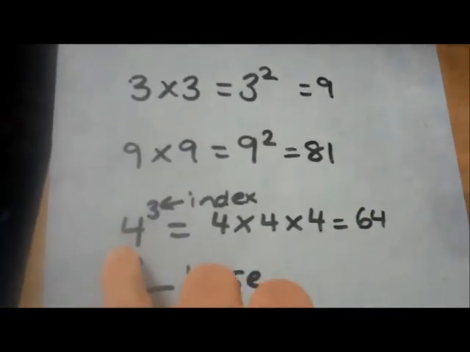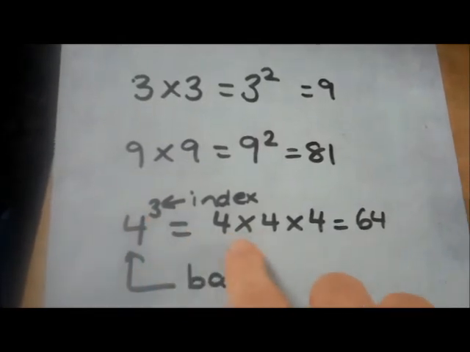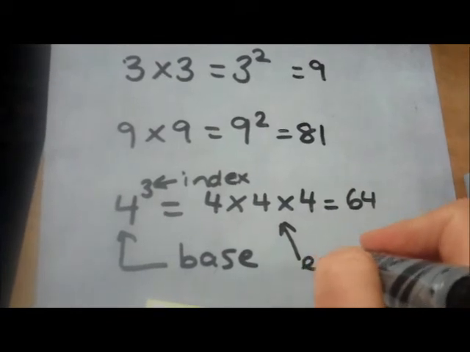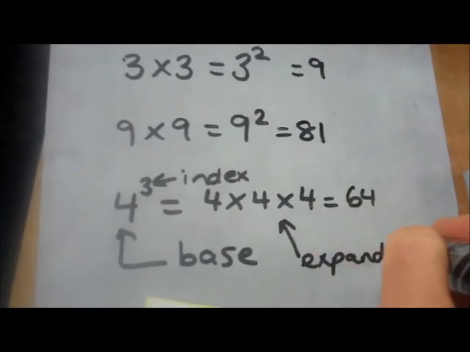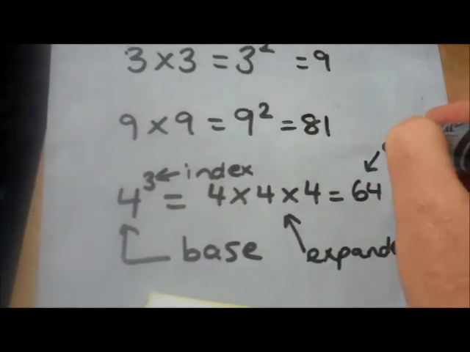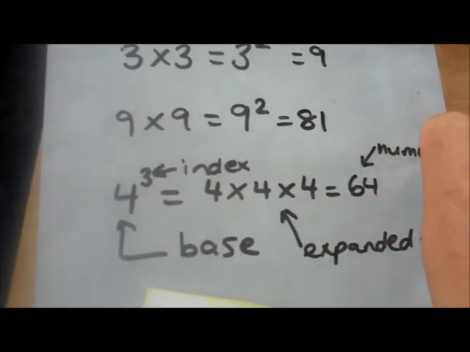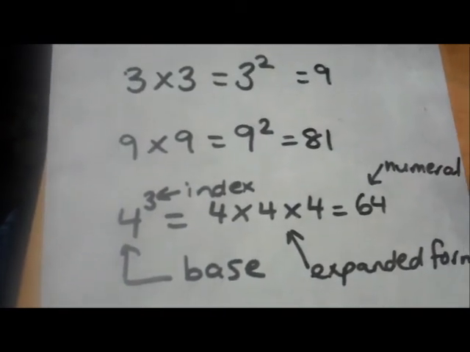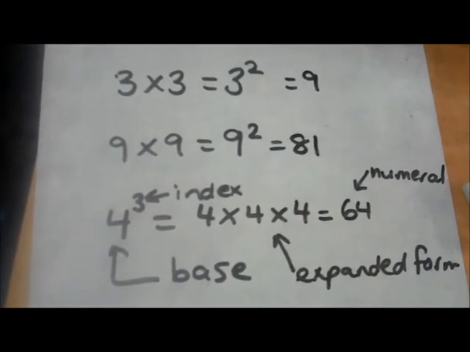So we have a base and an index. We can write it in expanded form. This is called expanded form. And this is just called the number or the numeral. The number. Yep. So we're going to do some problems with those sorts of things now.